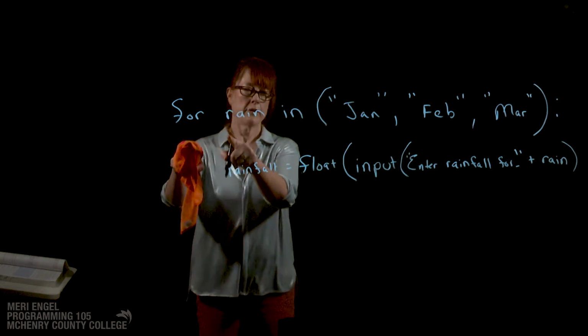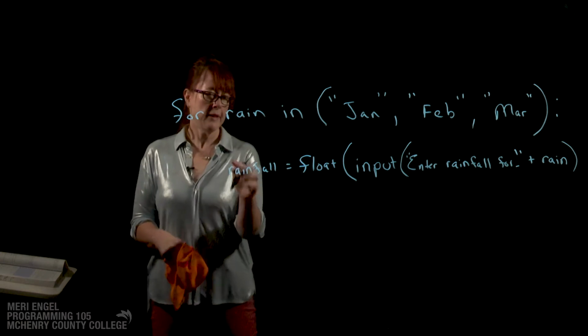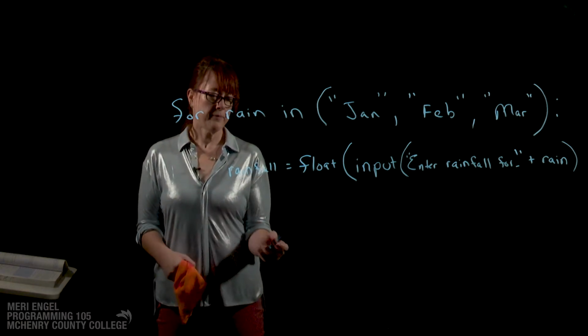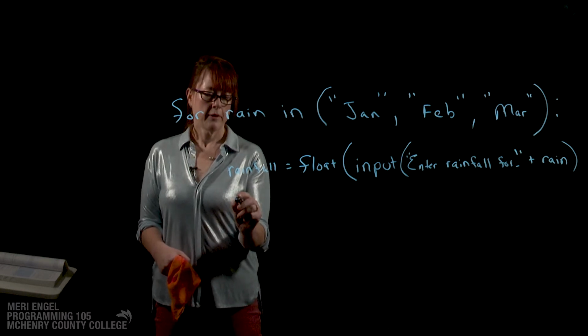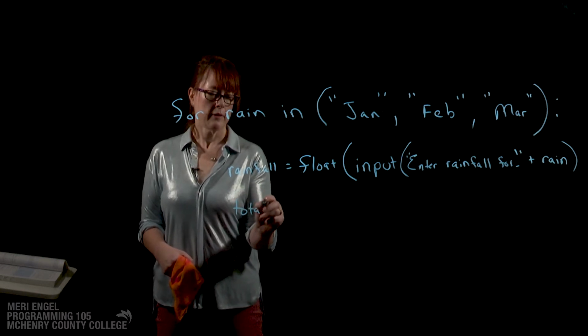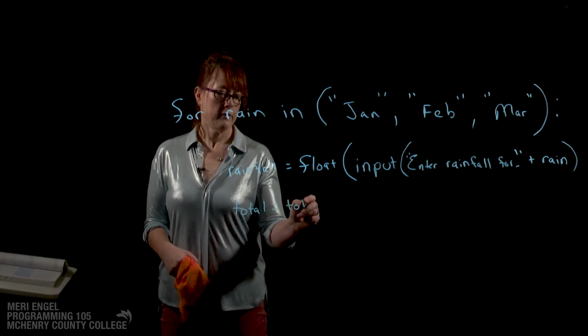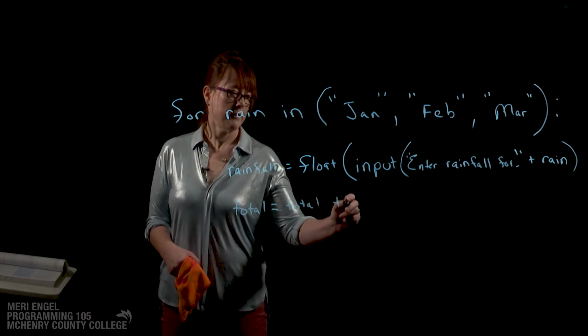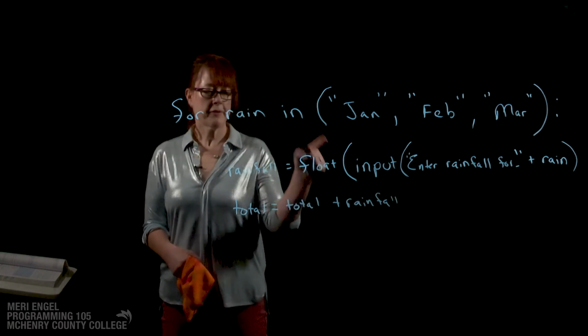And so the user will enter in rainfall for each one. Then if I were going to total that, I would be doing something along the lines of total equals total plus rainfall. And then it would skip through to the next one.